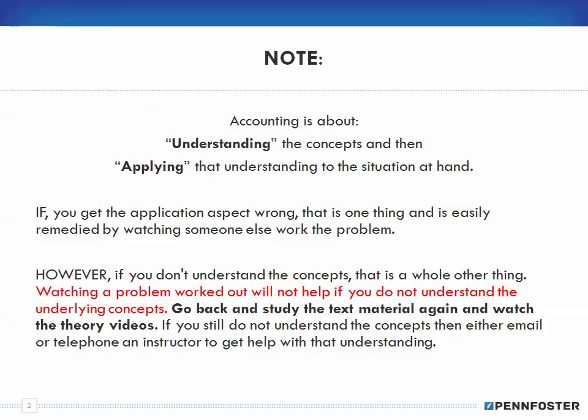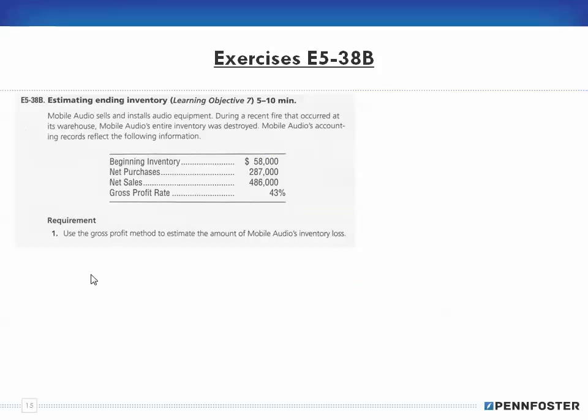Right, so we only have 2 more problems left for the exercises here, so they should go relatively quickly. Okay, 5-38. It says Mobile Audio sells and installs audio equipment. During a recent fire that occurred in its warehouse, Mobile Audio's entire inventory was destroyed. So if the inventory was 100,000, now it was destroyed, so now the inventory is 0.